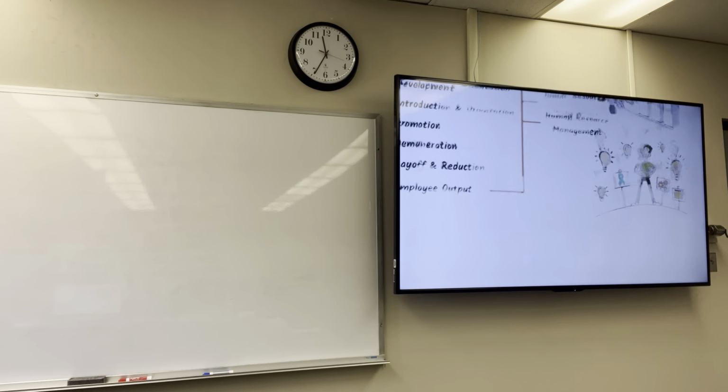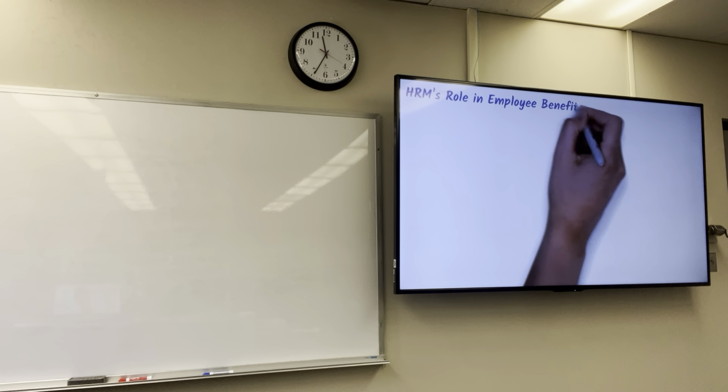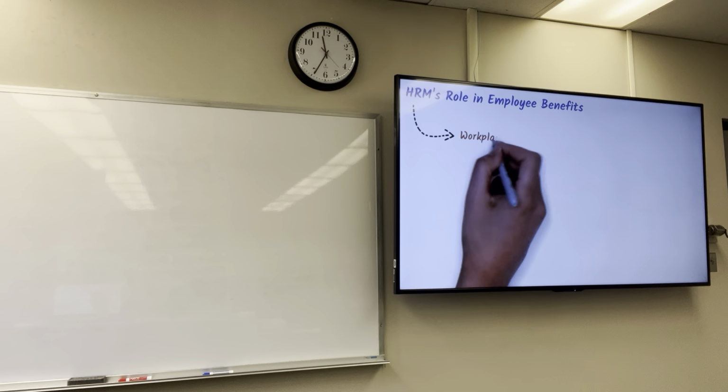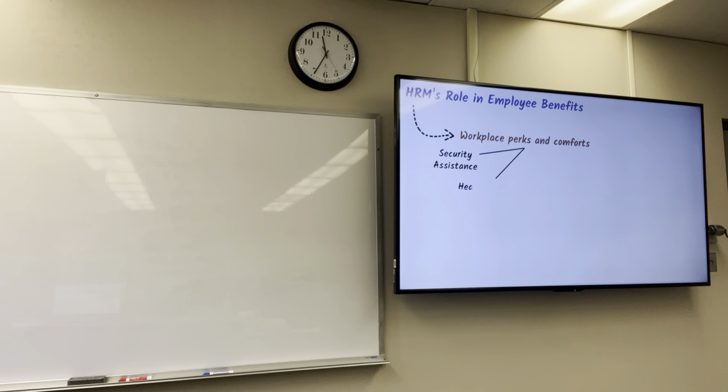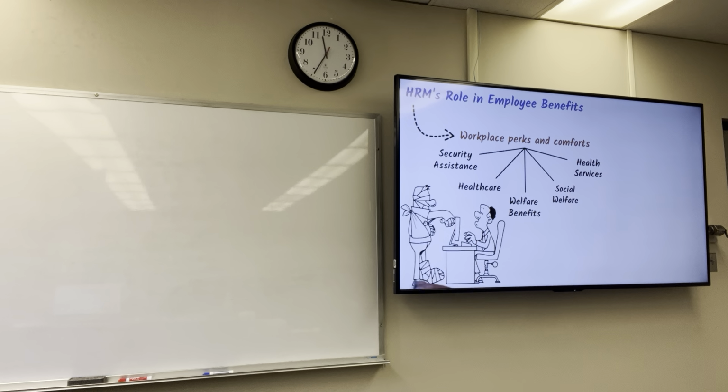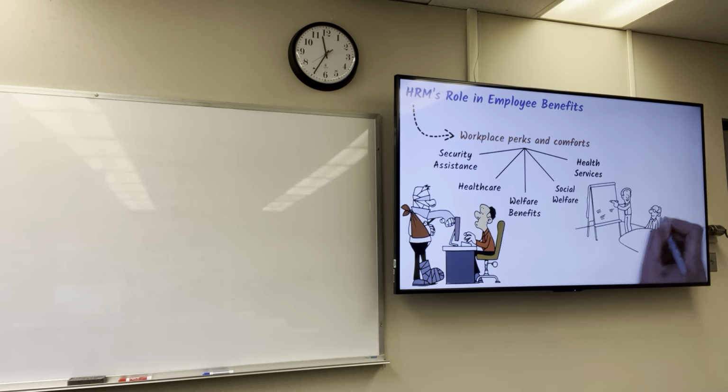HRM's role in employee benefits. This subfield of HRM is concerned with workplace perks and comforts. Security assistance, healthcare, welfare benefits, social welfare, and health services are only a few of the many facets of this umbrella term. Appointing safety officers and improving and protecting against unsafe working conditions are also addressed. It is also connected to staff management, guidance and counseling, report building, and training and development. It ensures the well-being of your workforce. It is essential to identify their genuine requirements and work with management to provide for those needs.